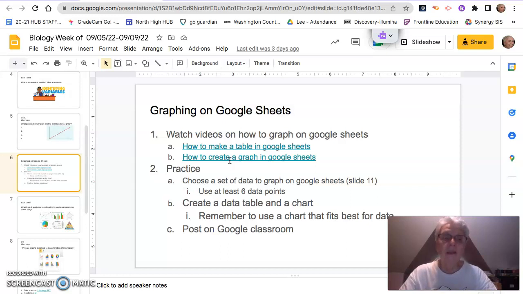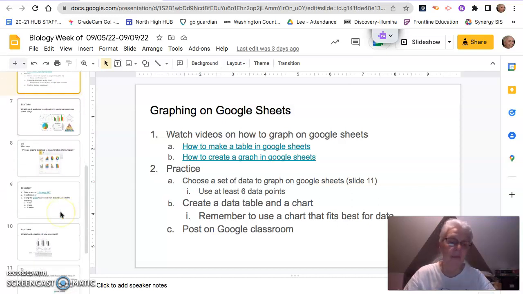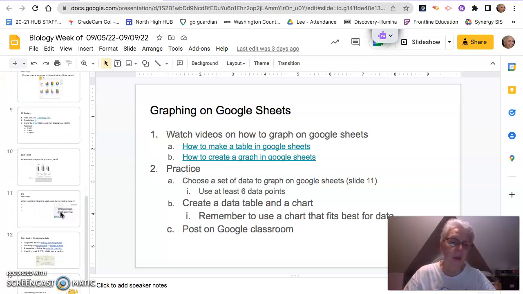So then on slide 11, we're going to choose some data to graph on Google Sheets and use at least 6 data points to do this. We're going to create a data table and a chart and do what's known as a best fit.